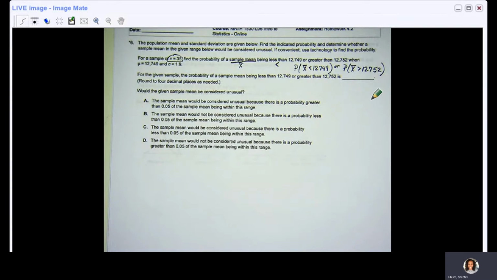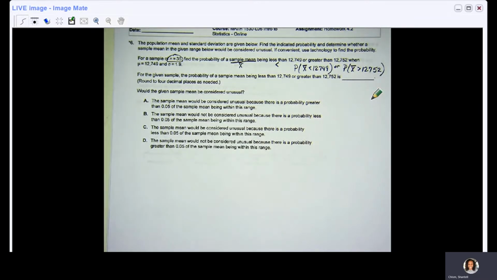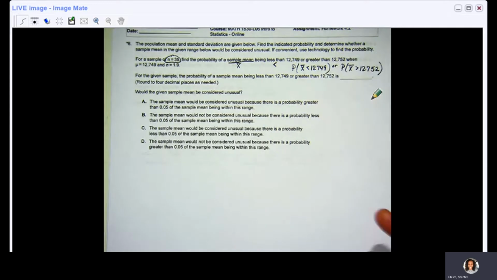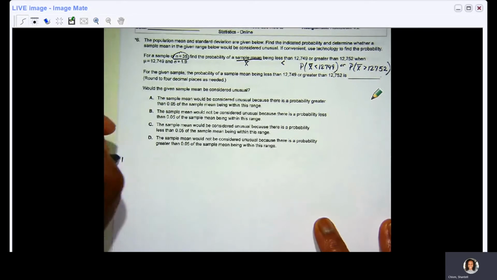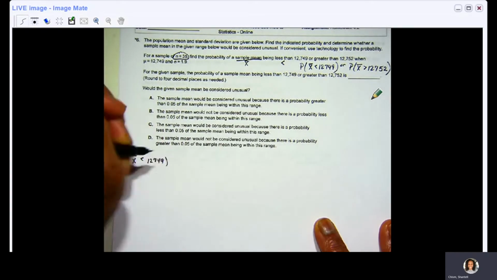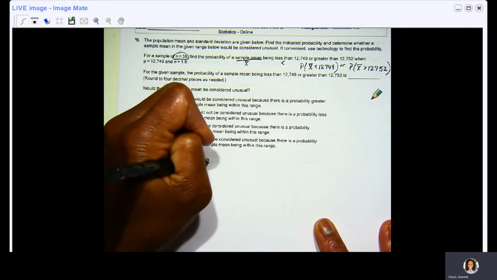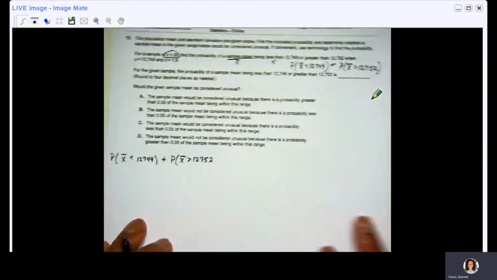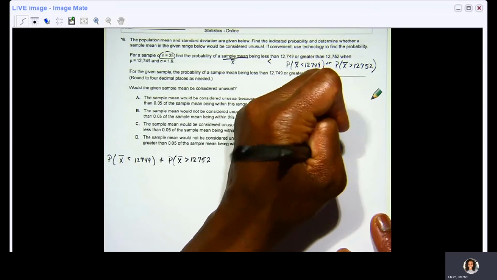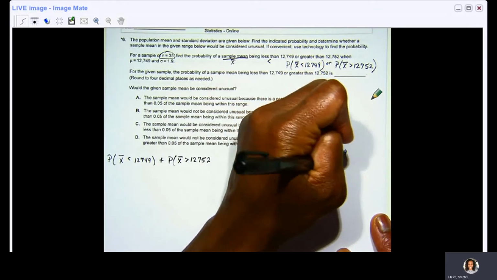And because it says "or," we would calculate those probabilities and then add them together to get the entire probability. So we're looking for the probability that X is less than that or greater than that, okay? So I will be finding each of these individually and then adding them together. So the probability that X bar is less than 12,749 plus the probability that X bar is greater than 12,752. And this is when mean mu is 12,749 and sigma is 1.9.